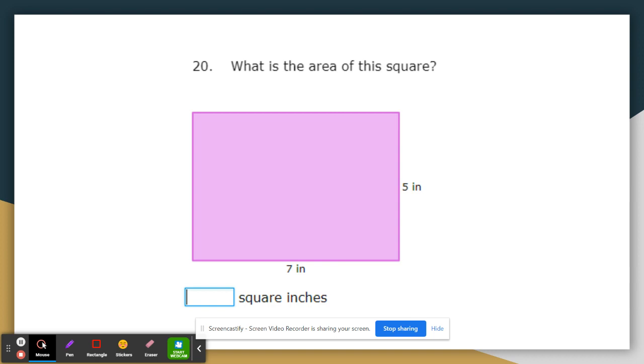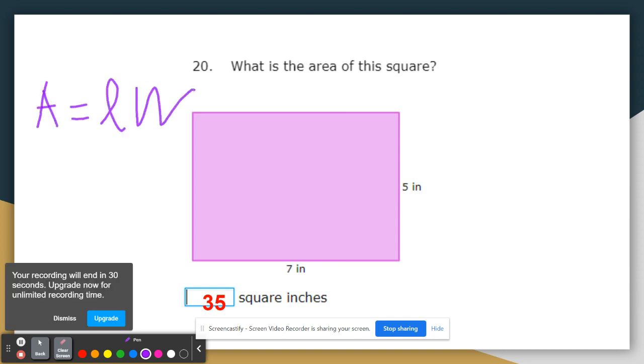Okay, for number 20, what is the area of this square? Okay, so remember, area is equal to length times width. So let's just multiply 5 times 7, which is 35 square feet.